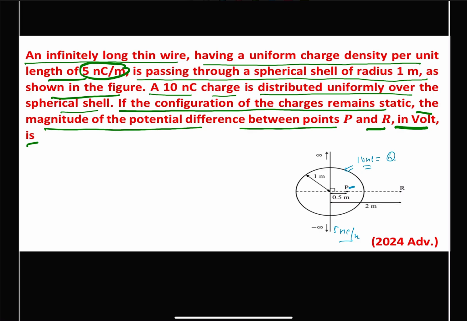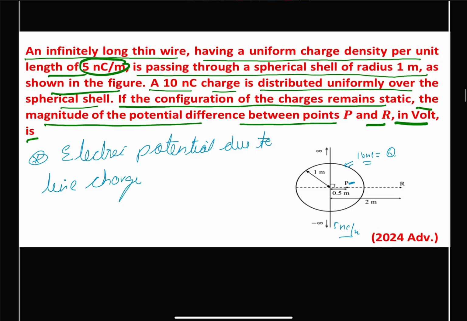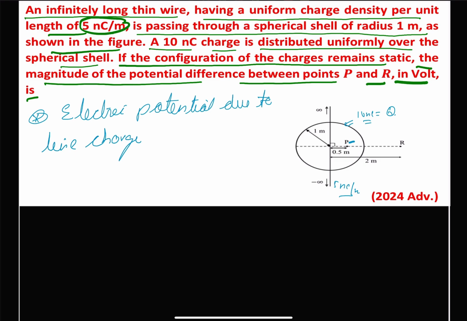So we have to find the potential difference between points P and R. First of all, we are going to find the potential due to a line charge, a general formula, and then we can use it for point P as well as R. So let us write the electric field due to a line charge.